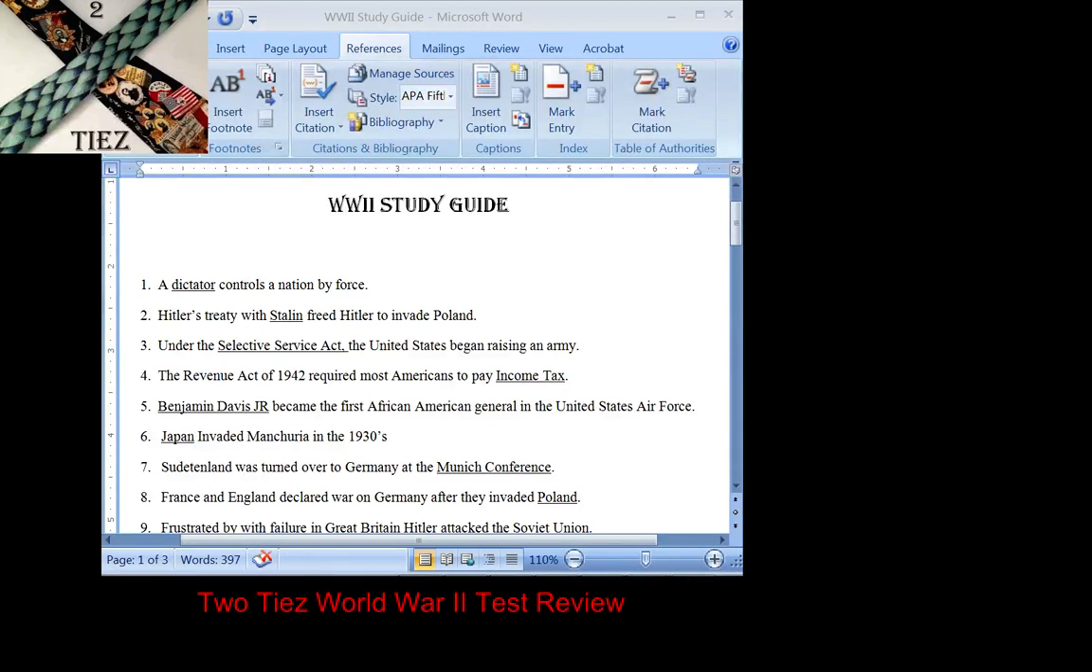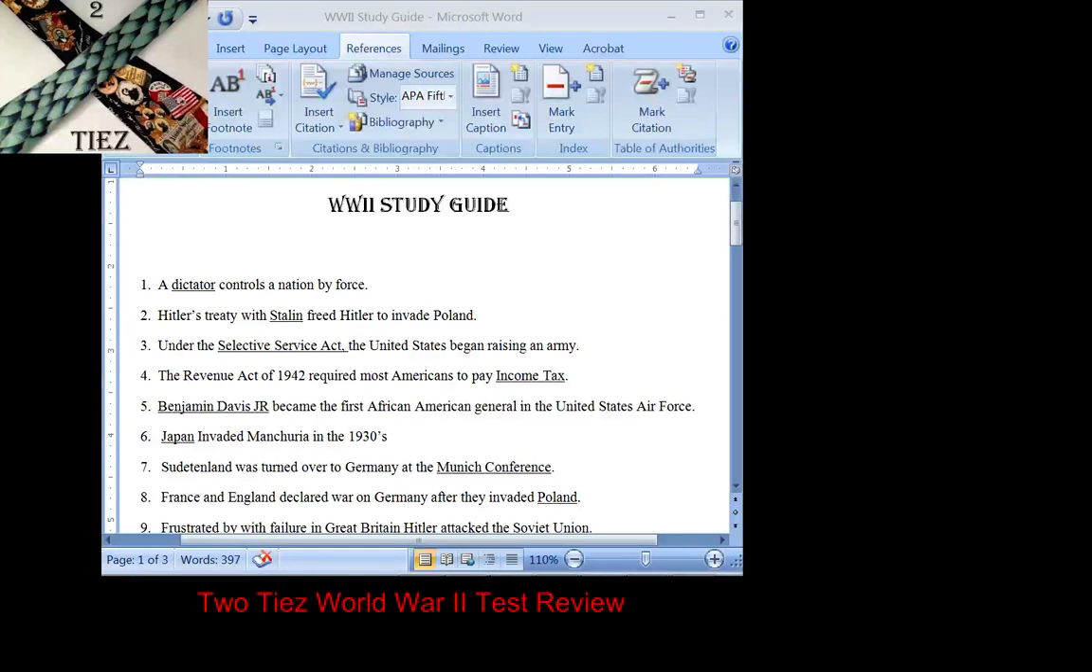So let's begin. As you can see, every underlined term, such as dictator, Stalin, Selective Service Act, income tax, are all the main terms that will not be there when the test is handed to you. Like I said, they will either be in a word bank or they will not be there at all and you'll have to know what they are. So hopefully you will learn to study through your study guide effectively, and you will be able to answer these questions off the top of your head, so it doesn't matter if you had a word bank or not.